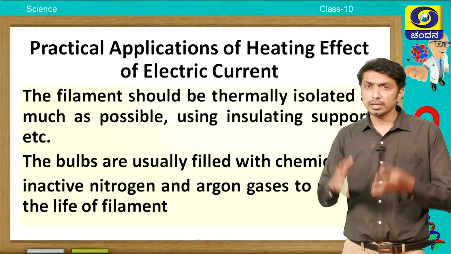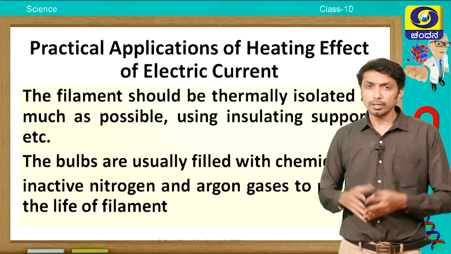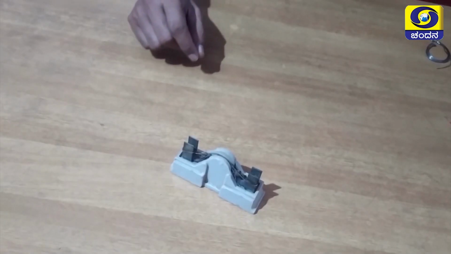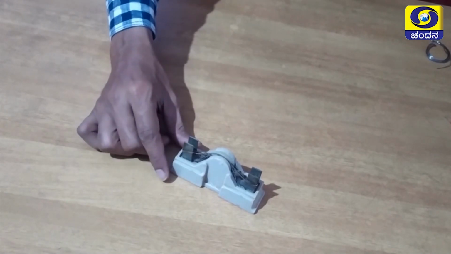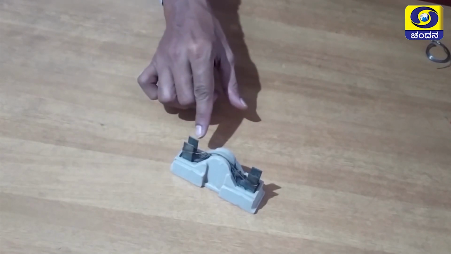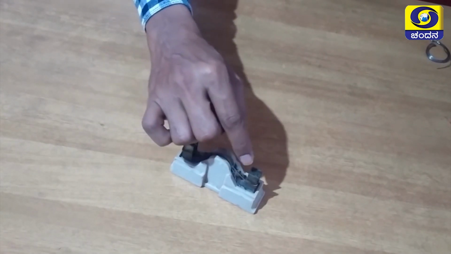Children, there is one more interesting application of the heating effect of electric current. In order to find out, come, let us have a look at this activity. Children, I am asking a question here. Have you seen this very important equipment? Yes, this is a fuse. Now, do you know there is a wire inside it?